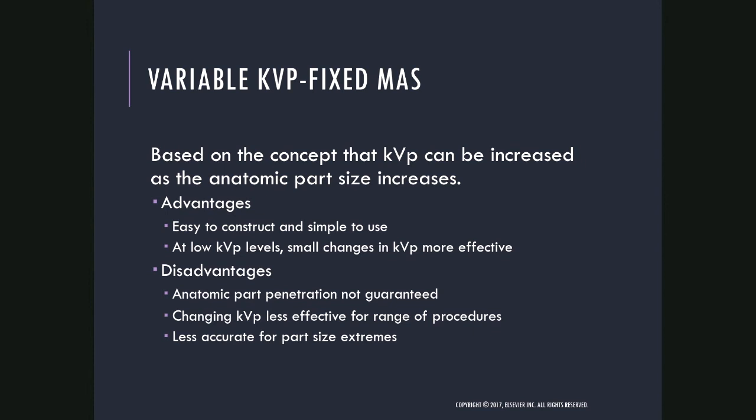Disadvantages: anatomic part penetration is not guaranteed. Remember, your KVP is your penetrating power of your beam. It sets the penetrating power of your beam. Changing the KVP is less effective for a range of procedures. Yeah, you got to change it a lot. Well, 15% for every 5 centimeters. So if you do a whole bunch of those, you're going to do a whole lot of changing. It's not very accurate for the very high and very low range of your measurements.